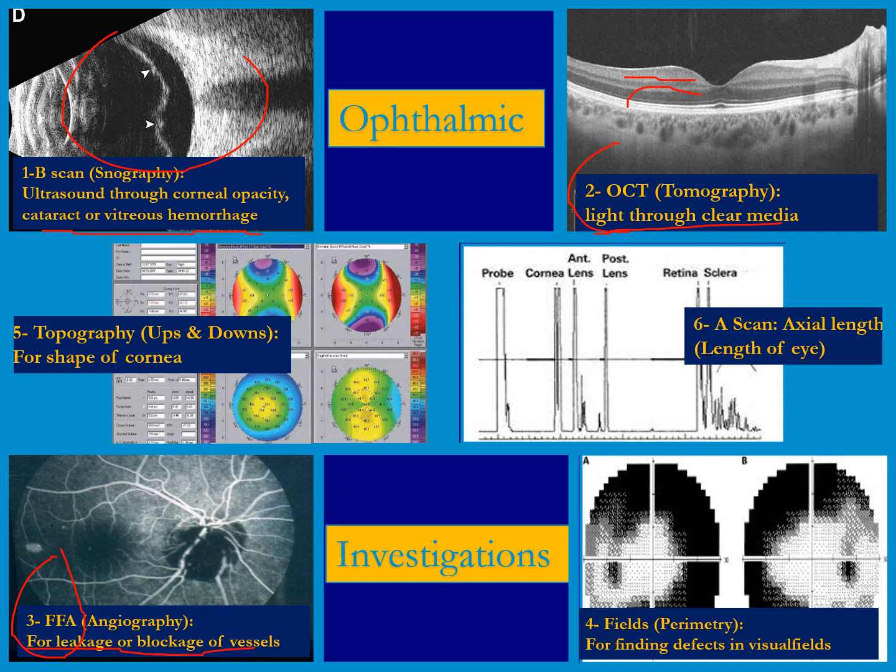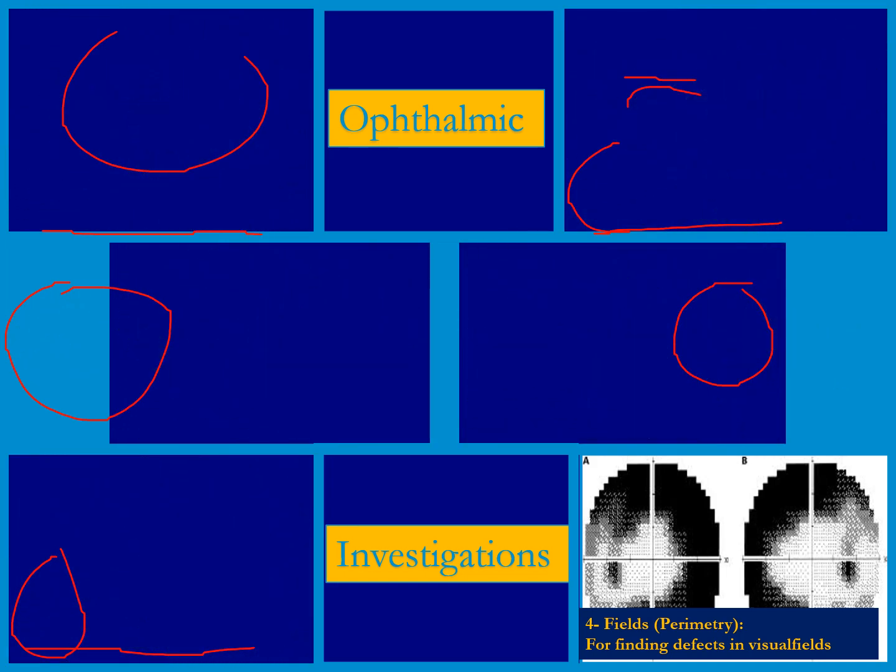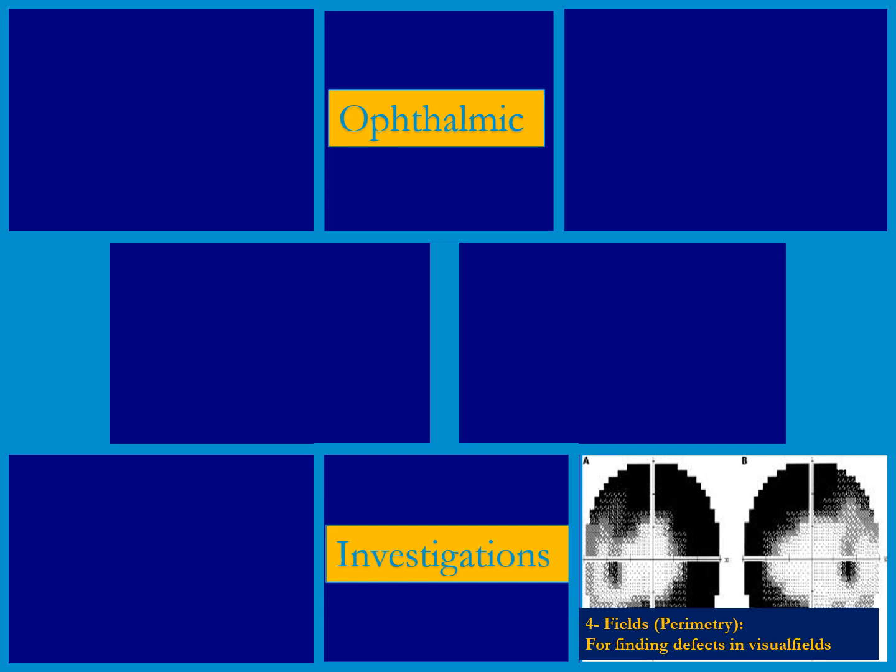We are going to talk about the number four today, while the number five is the corneal topography, which is for the shape of the cornea, and number six is the A scan, which is to find out the length of the eye. So today we'll talk about the visual fields and for finding out the defects in the visual fields.